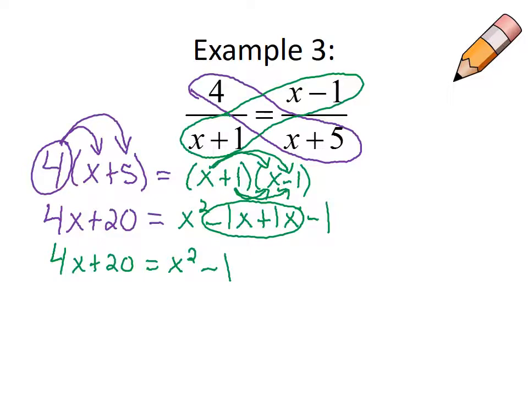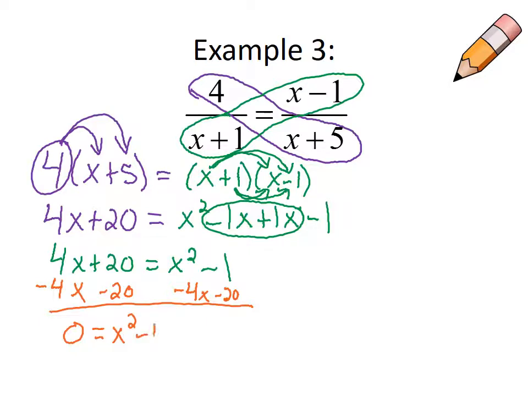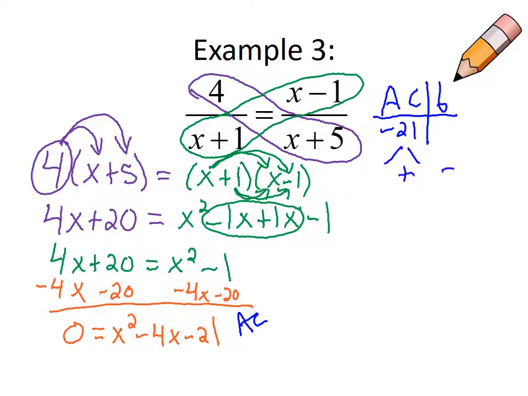Now I want to get everything to the same side, so in order to do that, I'm going to subtract 4x and I'm going to subtract 20. 0 equals x squared minus 4x minus 21. Once we get here, we get to do our most favorite thing in the entire world, the AC method. We're going to take a times c, which has to add up to b. So negative 21, two numbers that add up to negative 4. In our case, we're going to use negative 7 and 3.